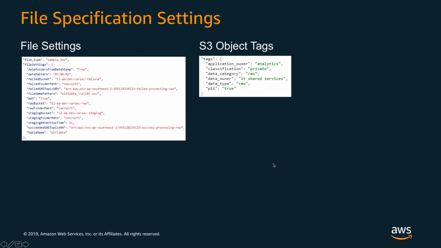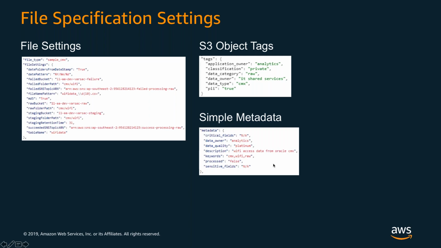Then within the file specification, we have two types of metadata. The first is simple metadata, which could be a data owner, timestamp, MD5 checksum, or a description of the data. And these values are attached to the S3 object or the data file within the staging location.